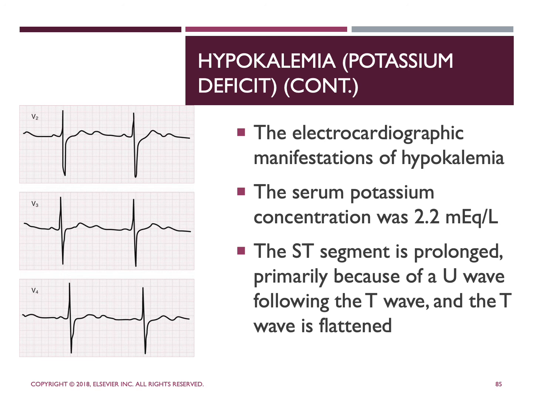So what you're seeing here is the ECG manifestations of hypokalemia. So the serum potassium concentration was 2.2. The ST segment is prolonged, primarily because of a U wave following the T wave, and the T wave is flattened.